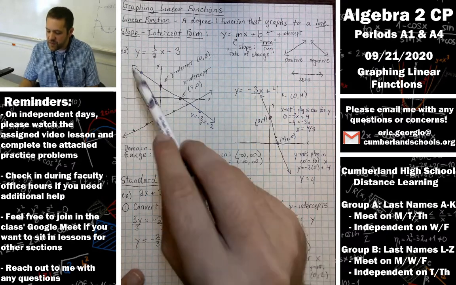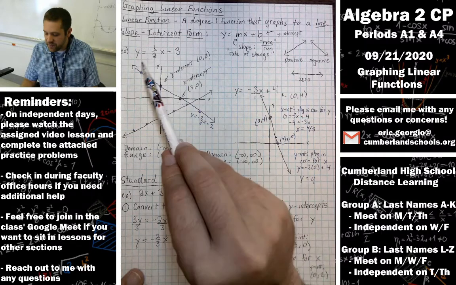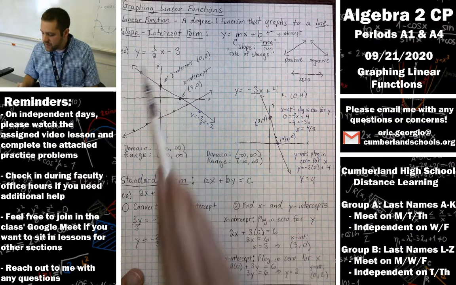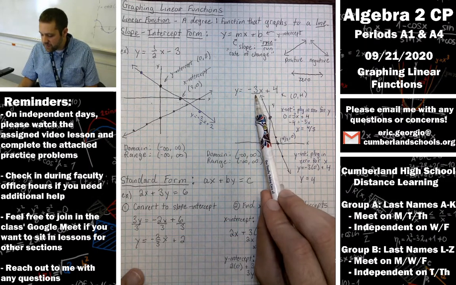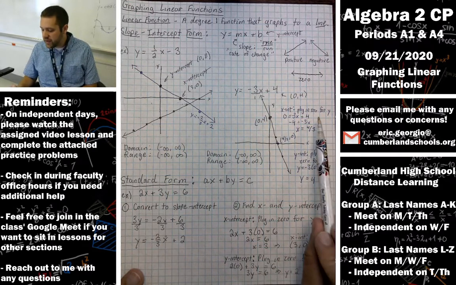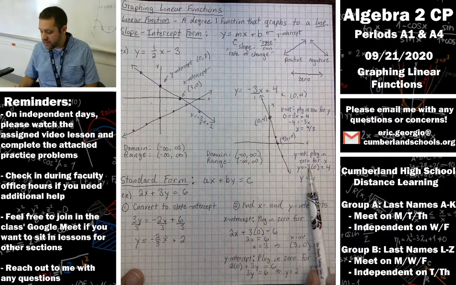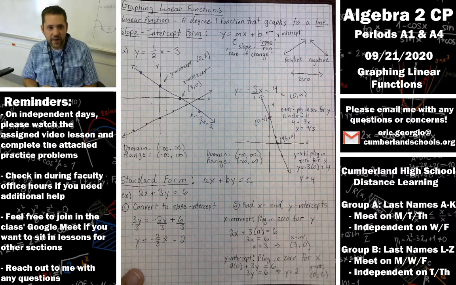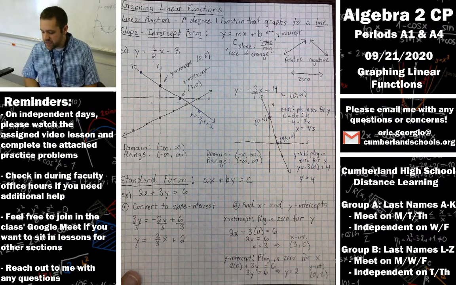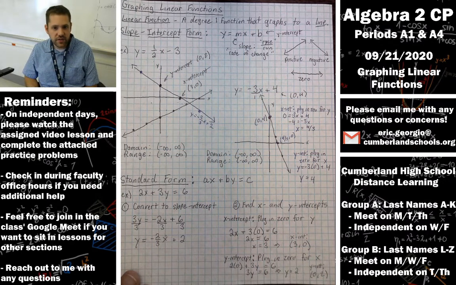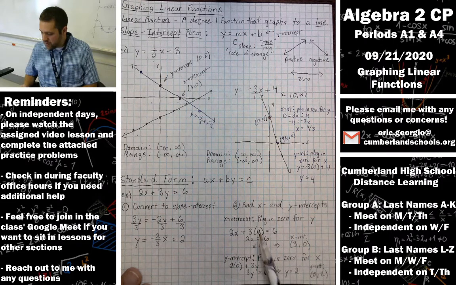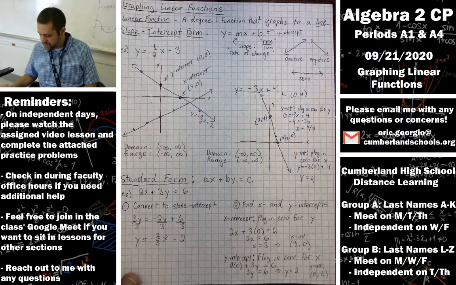Anything in slope-intercept form, you can graph it by starting at the y-intercept and following the slope, like this. Or you can plug in 0 for y and 0 for x to find the x and y intercepts respectively. Same thing with standard form. You can either convert it to slope-intercept form if you so desire by just a little bit of algebraic manipulation, or you can go ahead and find the x and y intercepts by plugging in 0 for x, 0 for y, and there you go.